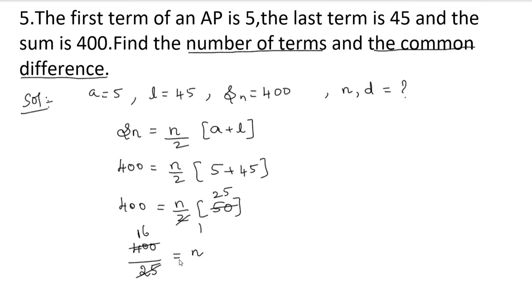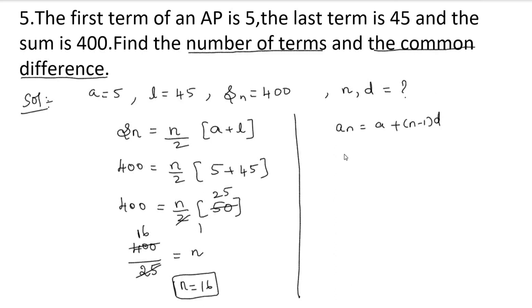So n is equal to 16. Shall we find D now? How will you find D? We know an, and L is also an. So an is equal to A plus n minus 1 into D. Instead of an, I can use L, right?